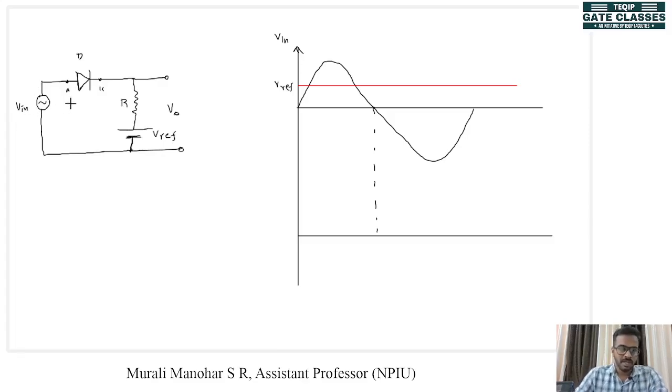Now let's see, when the input, our Vm sin omega t, is less than VREF, that is up to this point, what happens to the diode? Will it turn on or will it be turned off? Now we know the answer, right? When the voltage connected to the anode is less than VREF, the diode is turned off. When the diode is turned off, what will be the output? The output is directly connected to VREF, so the output is clamped to the reference voltage.